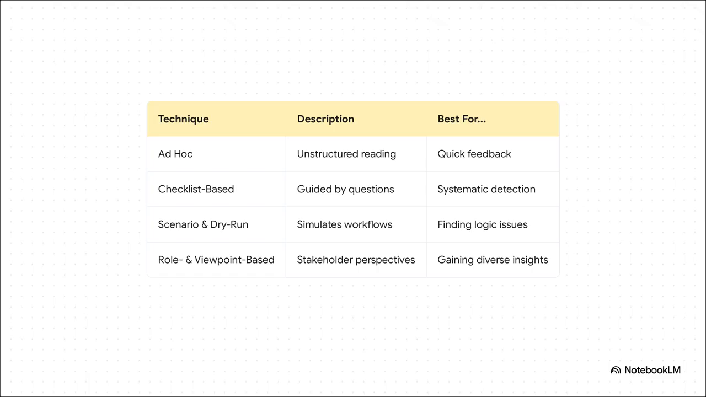Ad hoc is the simplest. It's just an unstructured read-through. Checklist-based adds a lot more rigor because you're using a list of common problems to look for. And scenario-based is really cool. That's where you dry run a process. You mentally walk through a use case to see if it actually hangs together. Oh, and I love the role-based one. That's where different reviewers pretend to be different people, like an end user or a security expert or a database admin, to find issues from that specific point of view. It is such a great way to uncover your blind spots.